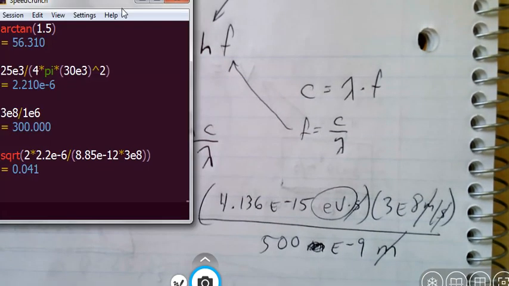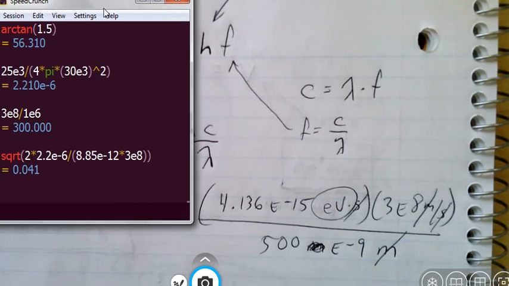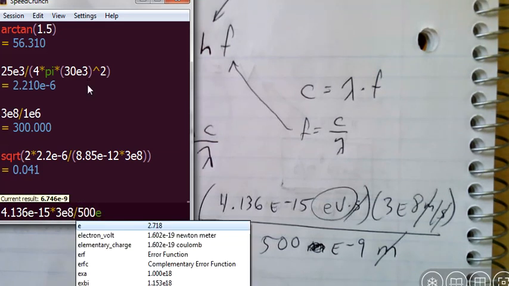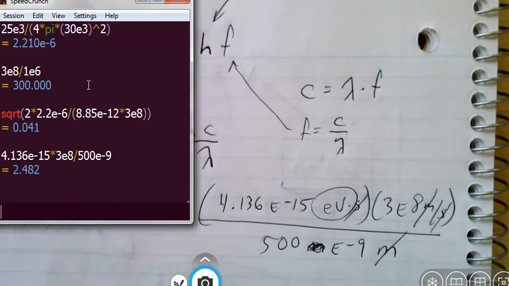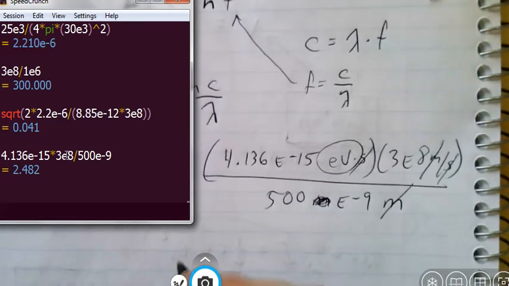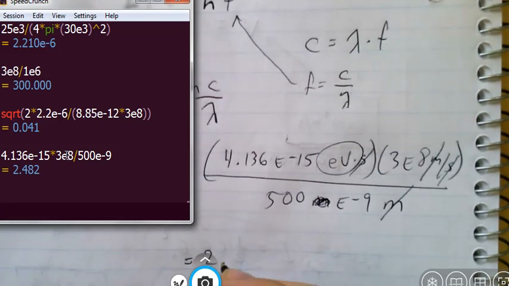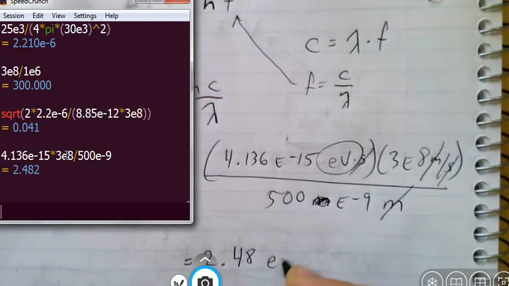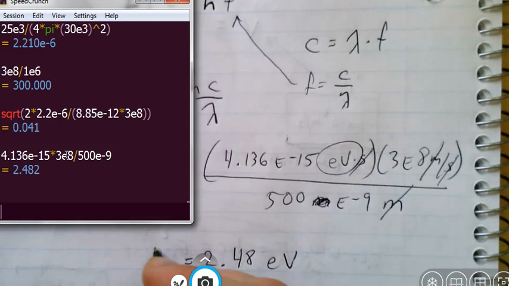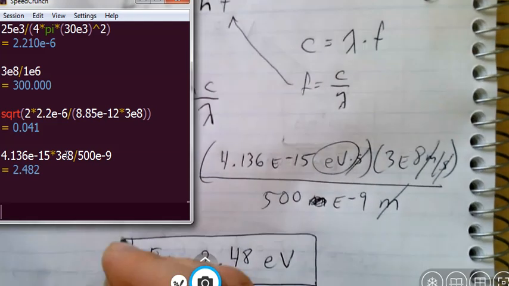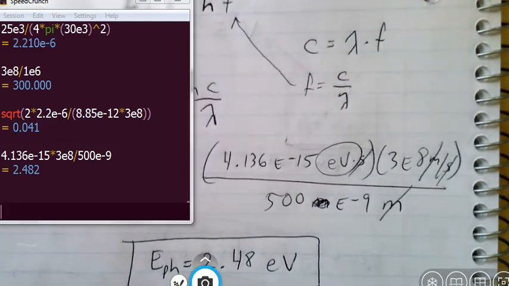So if we plug in those numbers into a calculator, we'll plug in Planck's constant, 4.136 times 10 to the minus 15, times 3 times 10 to the 8th, and then divided by 500 nanometers. When we do that, we'll get 2.48. And the units in this case are going to be eV. So this will be equal to 2.48 electron volts. So the energy of a photon is apparently 2.48 electron volts in the problem that was being asked here.